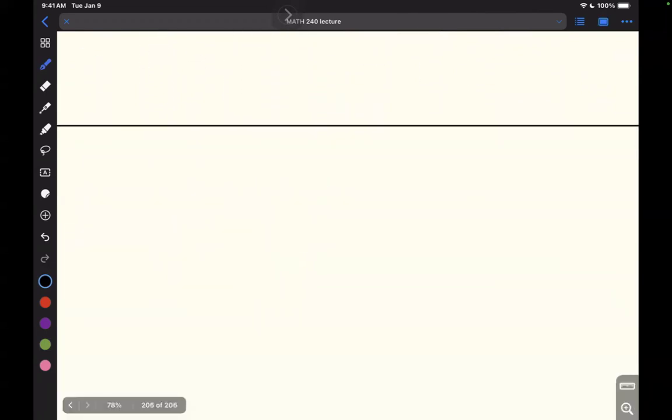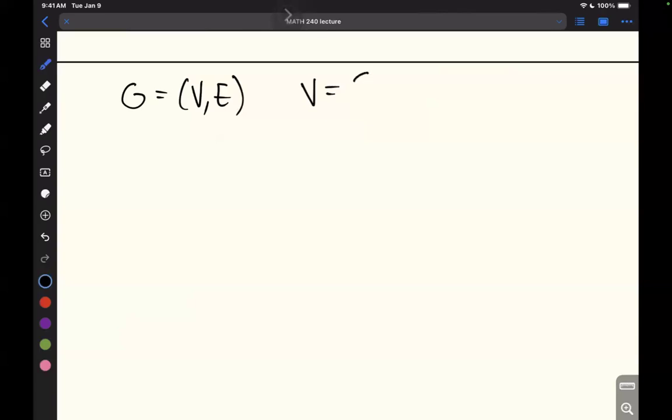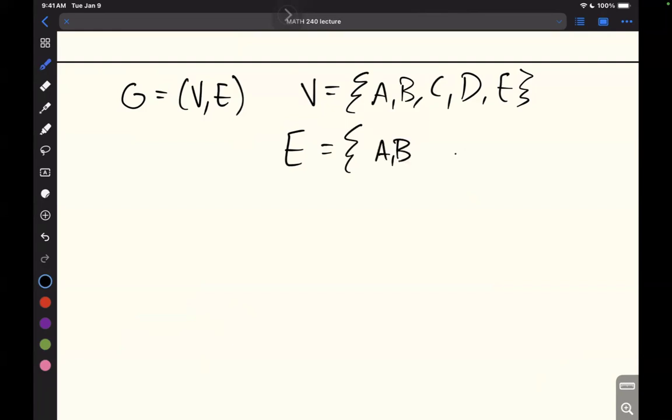Okay, let's look at an example. So we have G equals (V, E), where V is equal to the set of A, B, C, D, and E. And E is equal to the set of (A, B), (B, D), I'm leaving space so I can write something later, (B, E), and (D, E).